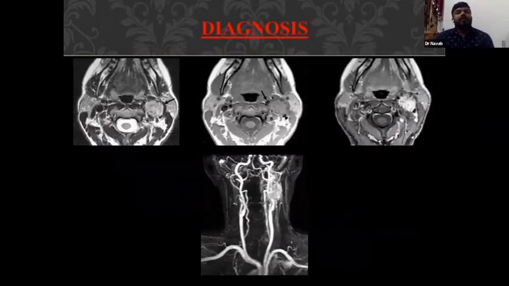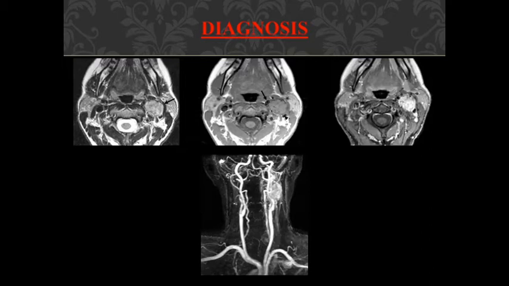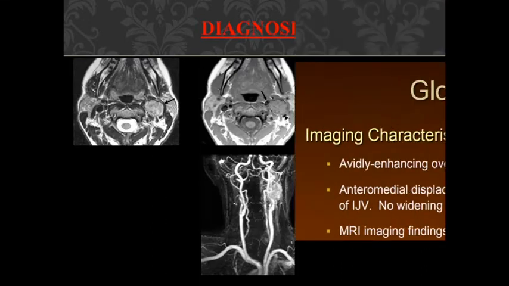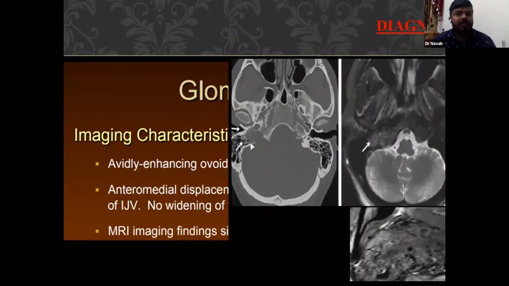Very good. So about this case, there is no splaying, but displacement of both the ICA and the ECA anteriorly and the IJV posteriorly. So what is your diagnosis? This could be a schwannoma. No, that is the same appearance. Glomus vagale. Okay, very good.